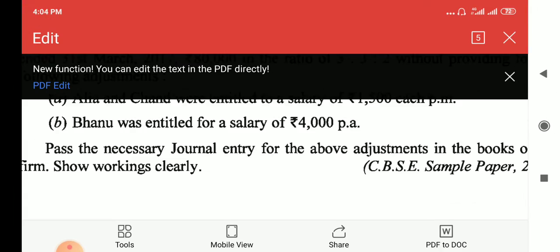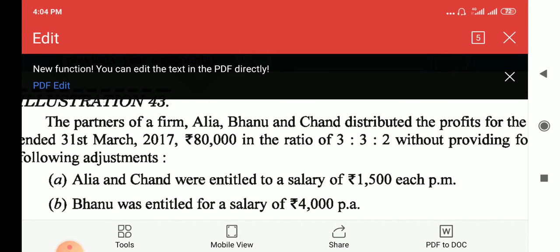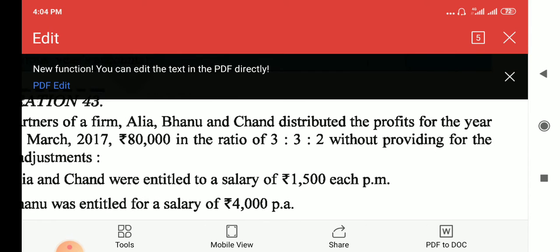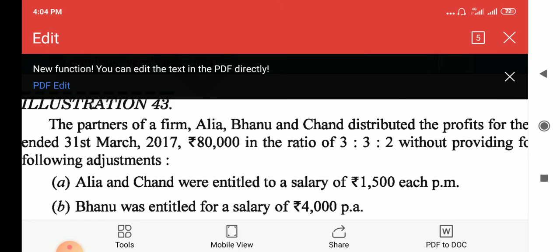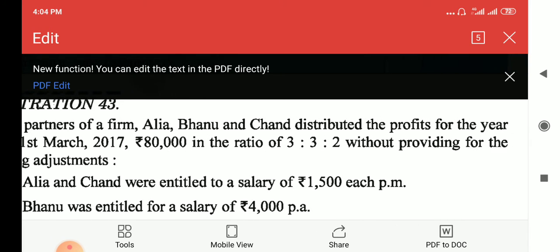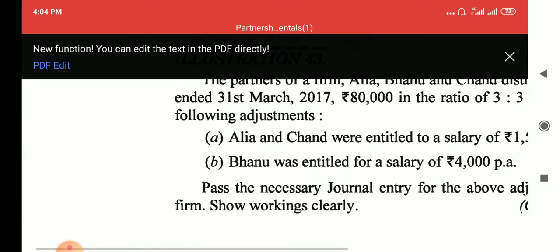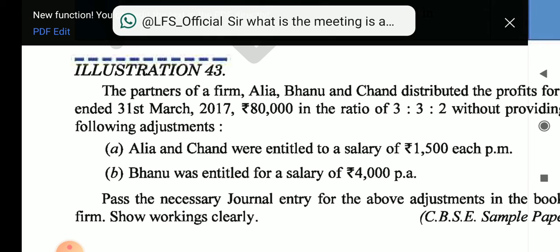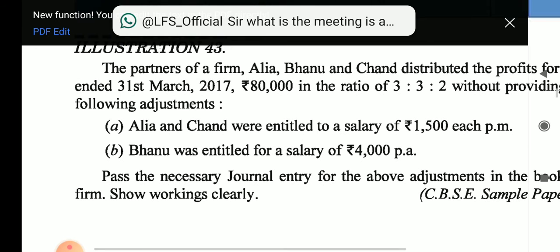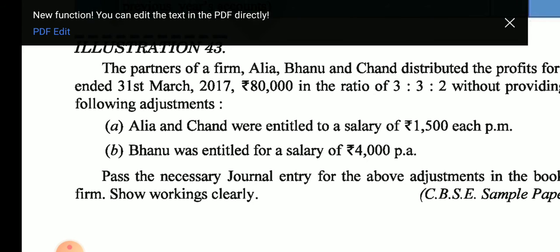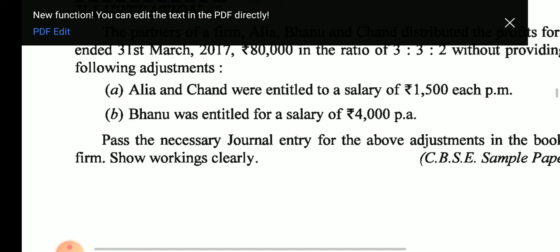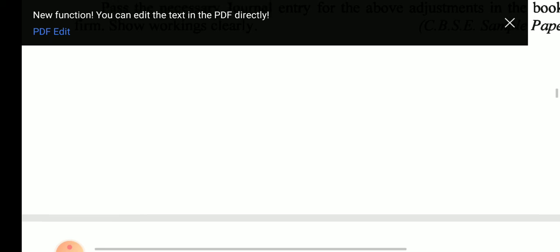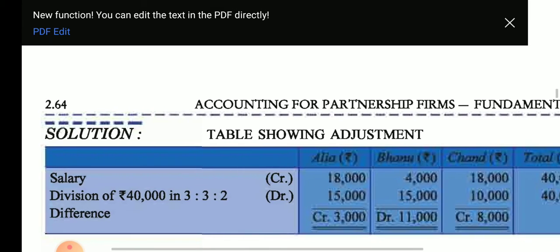Okay, now going to one more question. Alia, Bhanu and Chand are the partners. Their profit sharing ratio is 3:3:2, and the profit is 80,000 without providing the following adjustments. Alia and Chand were entitled to a salary of 1,500 per month, and Bhanu was entitled to a salary of 4,000 per month.